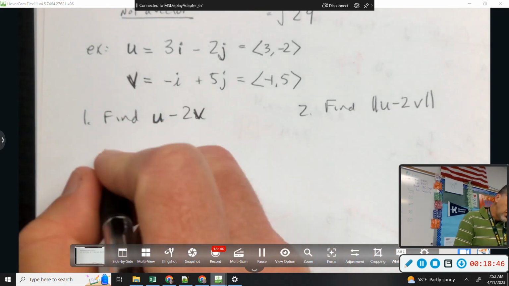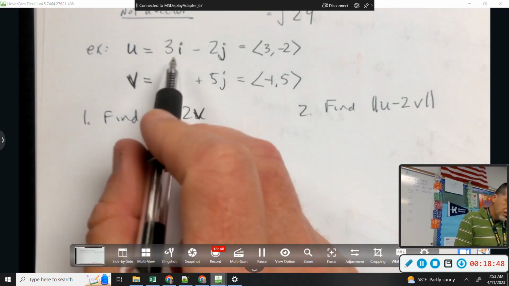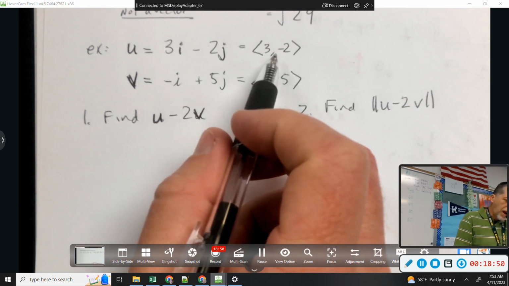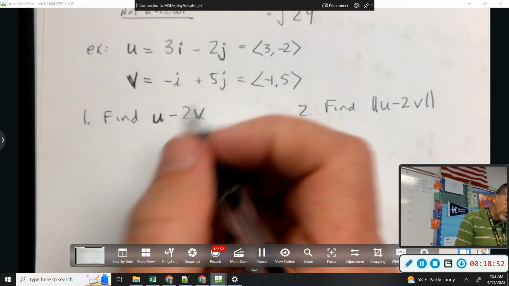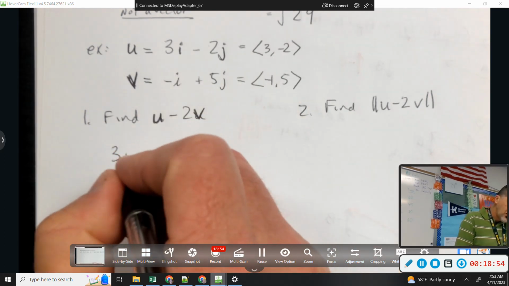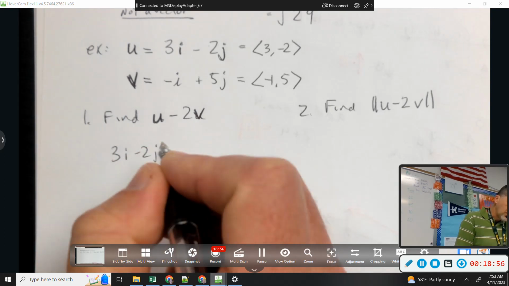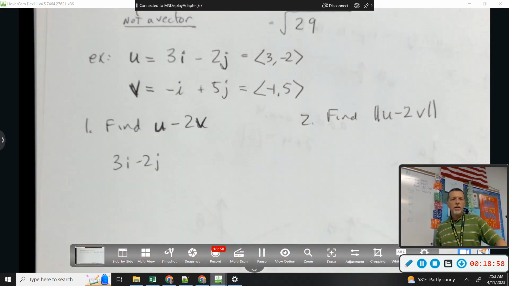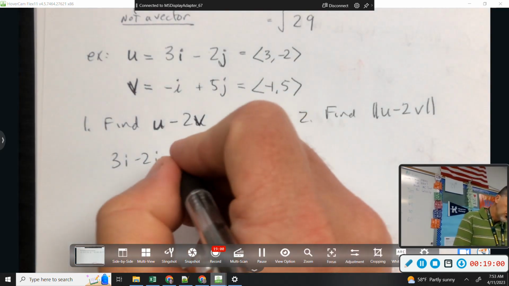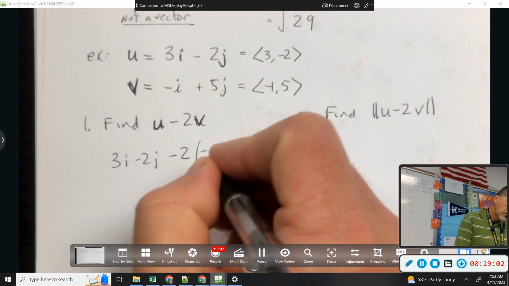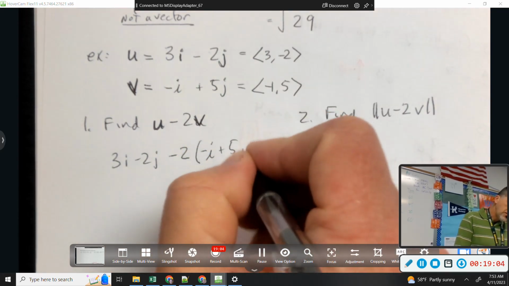So u minus 2v. I guess we did some math with parentheses earlier, so I'll do it in ij format, but it really doesn't matter. 3i minus 2j, because that's u, minus 2 times negative i plus 5j.